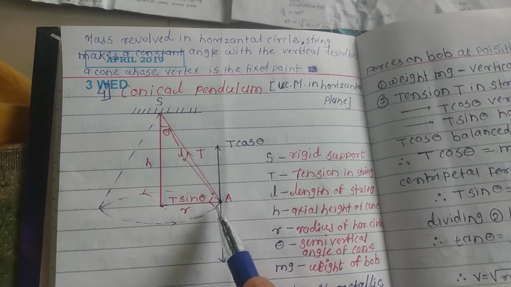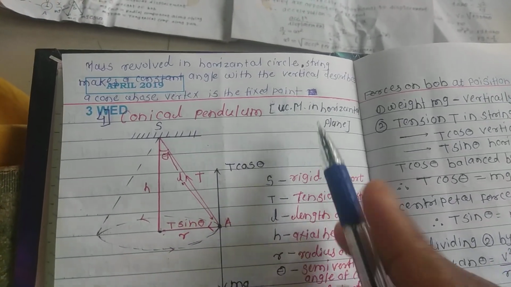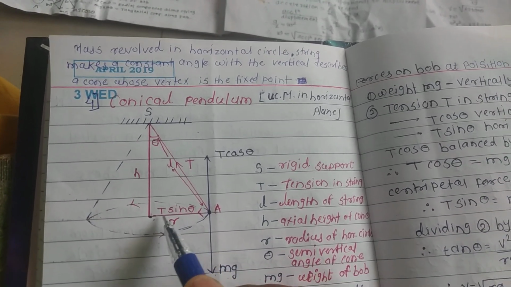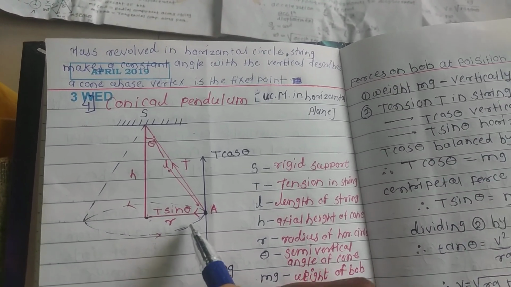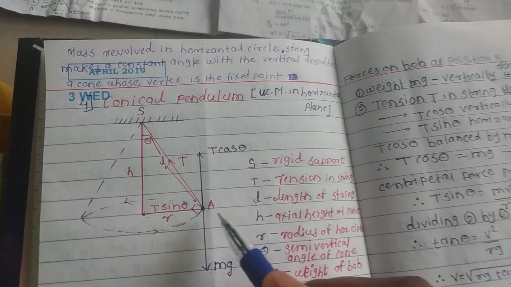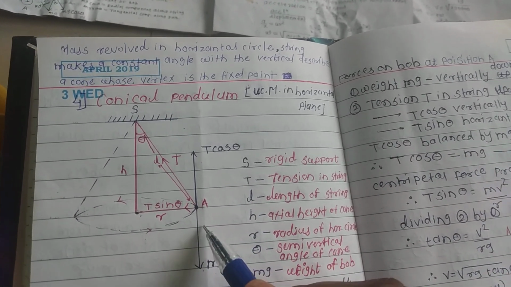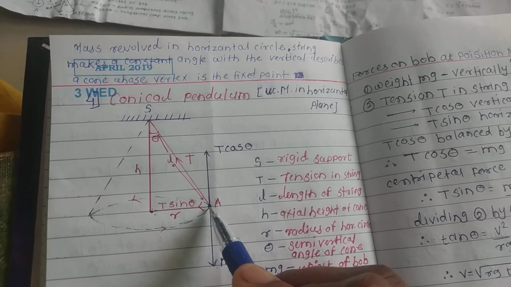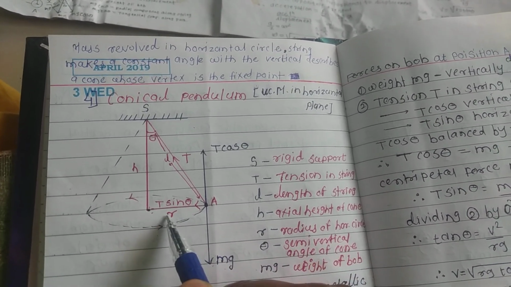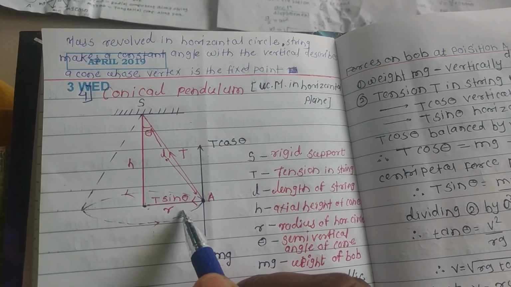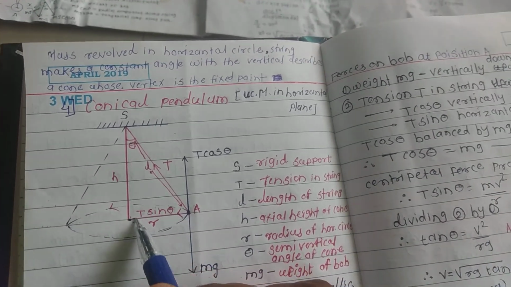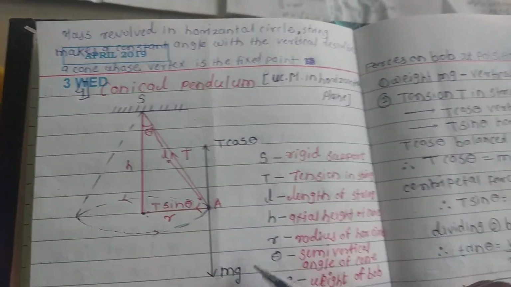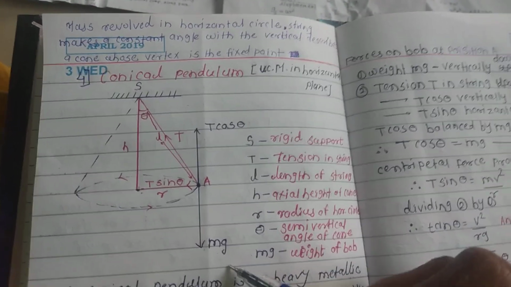See here, just as I said, UCM is present here. That UCM is in a horizontal plane. That means for that uniform circular motion, the velocity of the bob is constant. Centripetal force is present there. That force is directed toward the center of the circle. R is the radius vector. Okay, so T sin theta balances the centripetal force. T cos theta balances the weight mg.